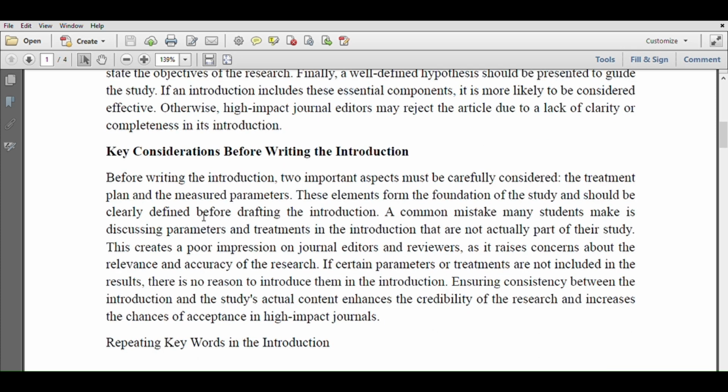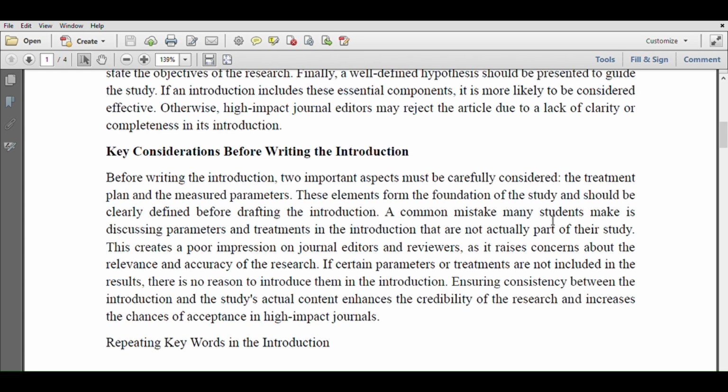Key considerations before writing the introduction. Before writing the introduction, 2 important aspects must be carefully considered: the treatment plan and the measured parameters. These elements form the foundation of the study and should be clearly defined before drafting the introduction.